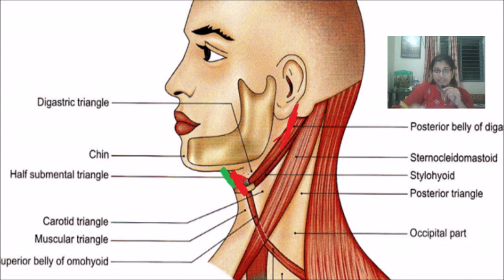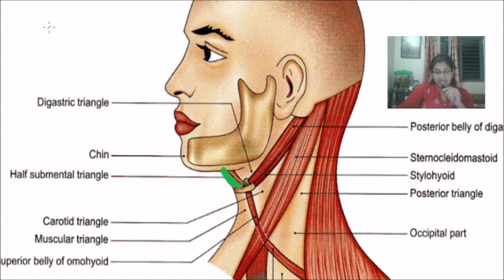The contents of this particular triangle. So what are the contents of the submental triangle? It's very easy to remember. In this triangle, you will find submental lymph nodes first. Then you will find the submental veins, which join to form the anterior jugular vein. Clear? So that is an important question. The submental veins join together to form the anterior jugular vein.